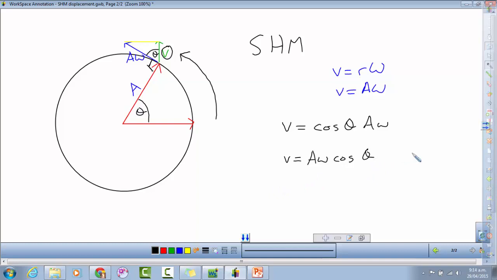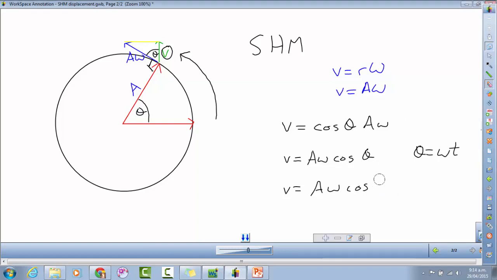And we can also substitute in, again, since theta is equal to omega t, we can substitute that in, and we end up with v is equal to a omega cosine, oh sorry, not theta, omega t. So I've just substituted in for theta this omega t value.